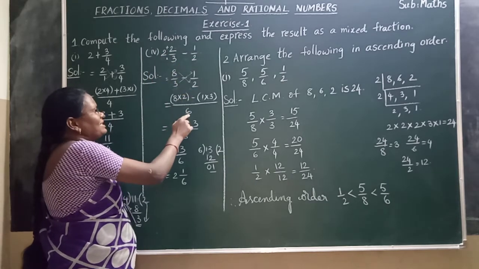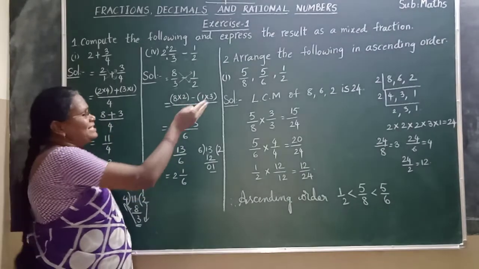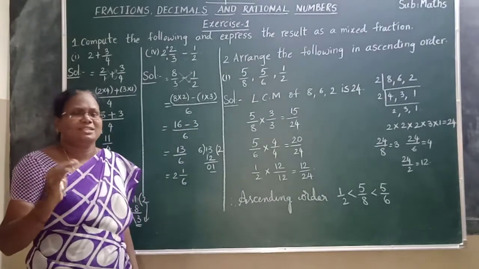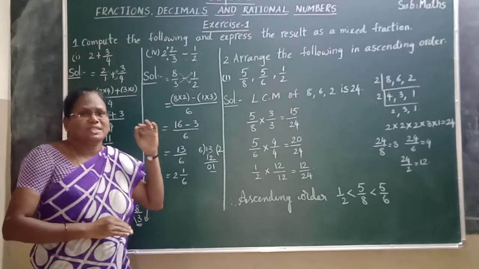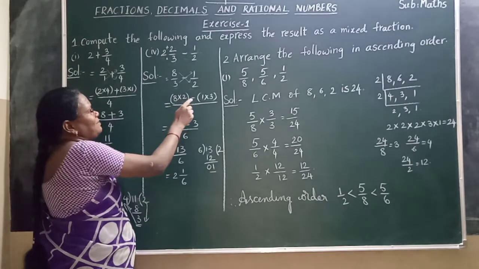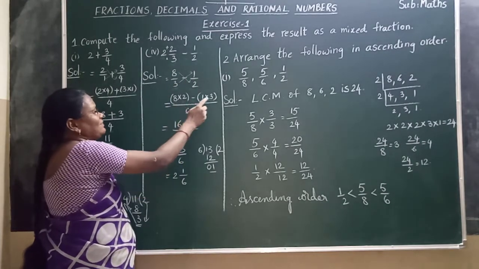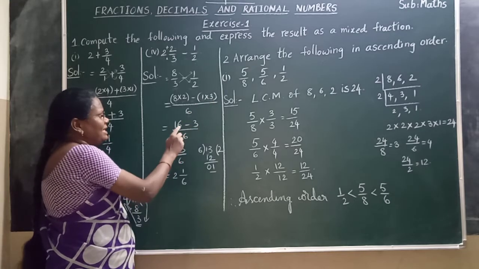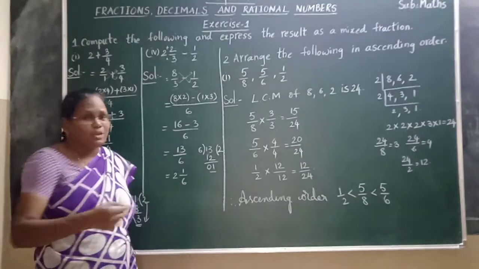3 comma 2, LCM is 6. Otherwise you can do the side LCM. Here this 3 comma 2 are co-primes. Their product is their LCM. 8 into 2, 8 2s are 16 minus 1 into 3. 1 3 is 3. 16 minus 3 is 13 by 6. 13 by 6 is an improper fraction.